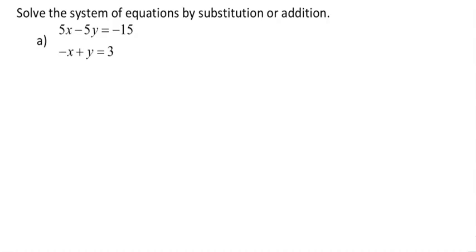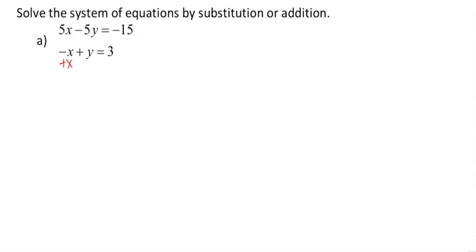Here we're going to look at solving two different systems of equations using our algebraic methods of substitution and addition, and seeing what happens when we run into some of our special cases. So here first we're given a system of equations, 5x minus 5y equals negative 15, and negative x plus y equals 3. I'm going to go ahead and use substitution on this, though it would also work out to use our addition or elimination method.